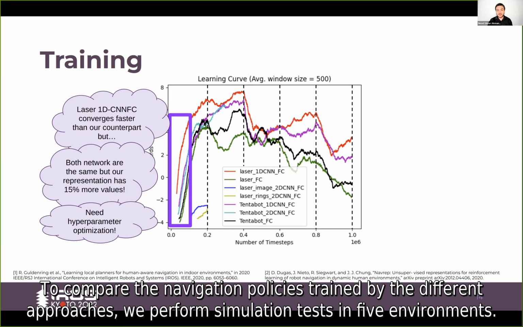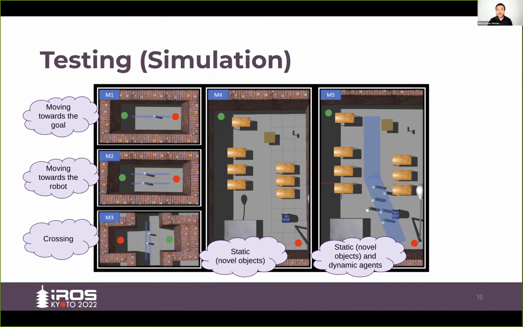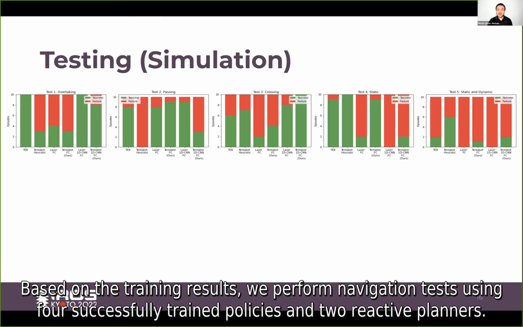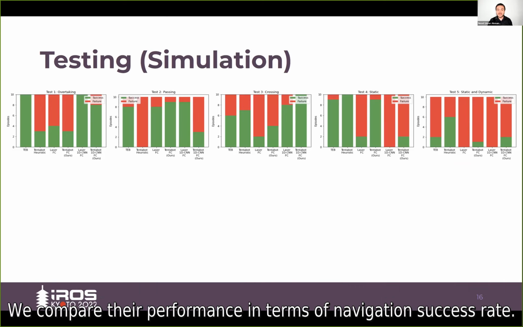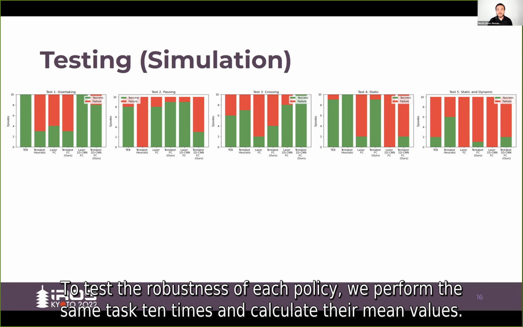To compare the navigation policies trained by different approaches, we performed simulation tests in 5 environments. They include overtaking an agent moving towards the goal and moving towards the robot, avoiding agents which are crossing, navigating in complex static environments, and the same environment with random dynamic agents. Based on the training results, we performed navigation tests using 4 successful training policies and 2 reactive planners. We compared their performance in terms of navigation success rate. To test the robustness of each policy, we performed the same test 10 times and calculated their mean values.